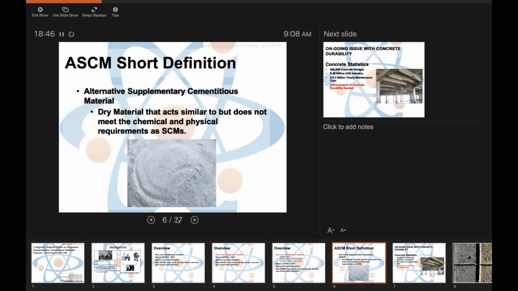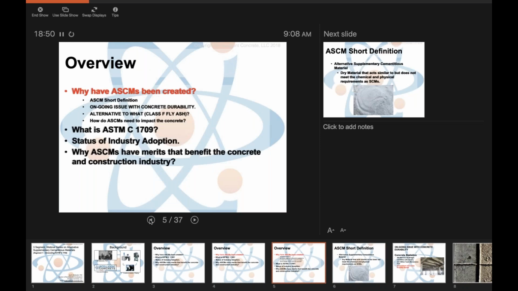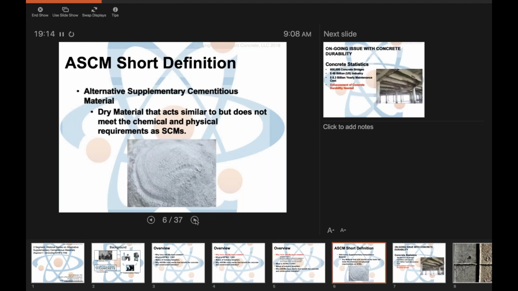Next slide. I'd like to give you a short definition, but I don't want to go too much into the definition. I want to go into a short definition and then dive into this ongoing concrete durability issue that really doesn't have a solution outside of what I believe is ASCMs and how these ASCMs are going to impact the concrete industry moving forward. So let's just dive into it. Next slide. ASCMs, and this is a nice bird's eye view of Juno XP.